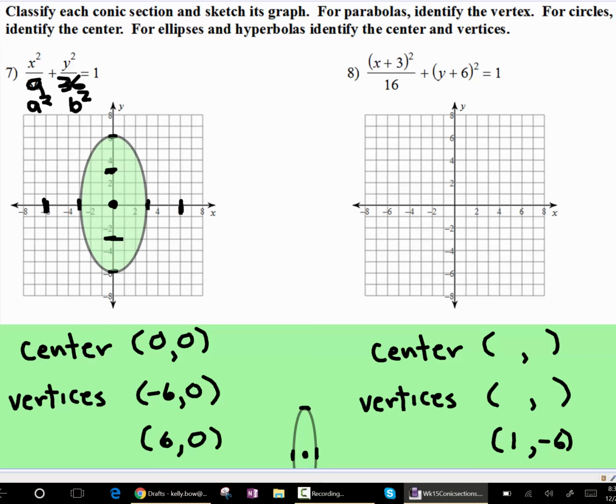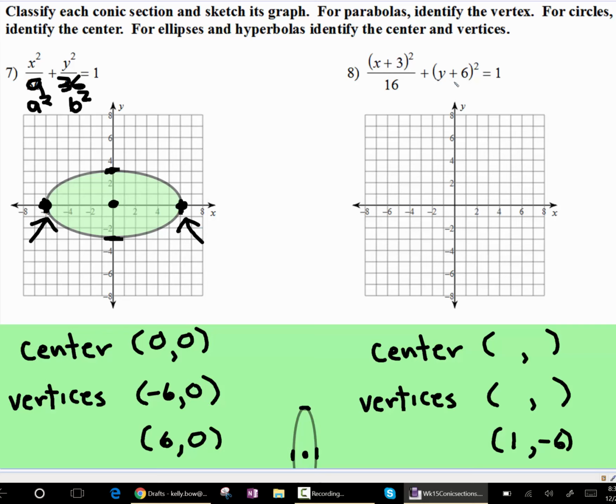All right. On this one, the center was at 0, 0. And when we're talking about the vertices for the ellipse, typically they just want to know on the major axis. Since this is longer horizontally, we want to know these vertices right here on the major axis. So -6, 0 and +6, 0.